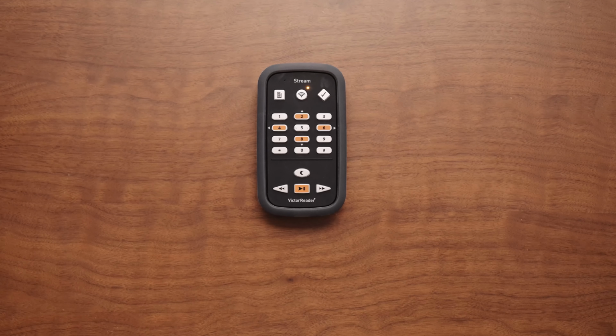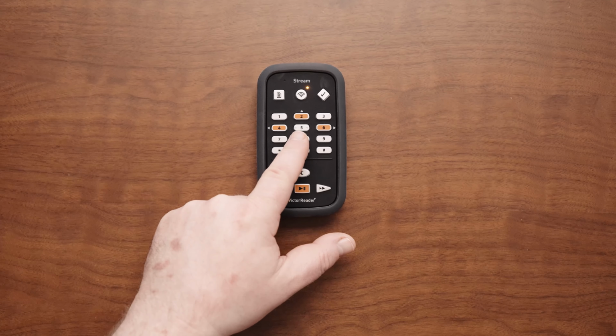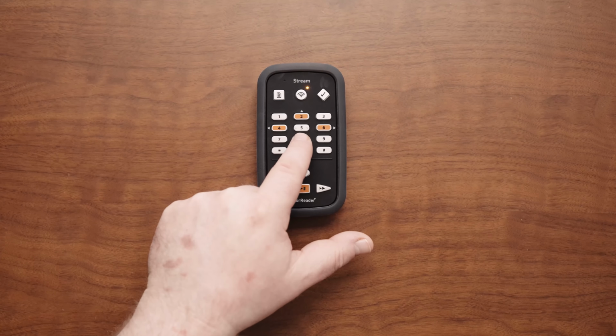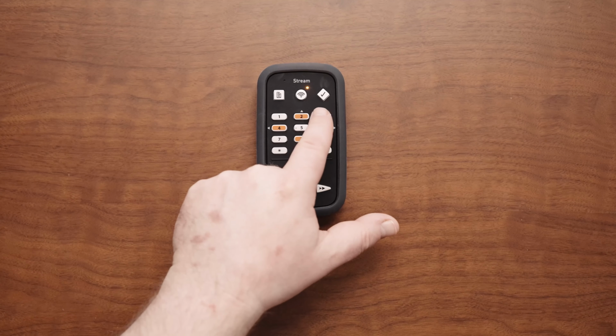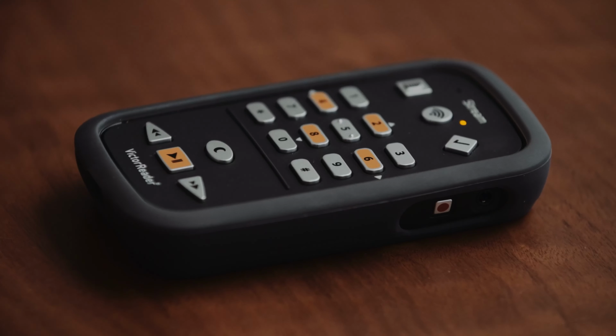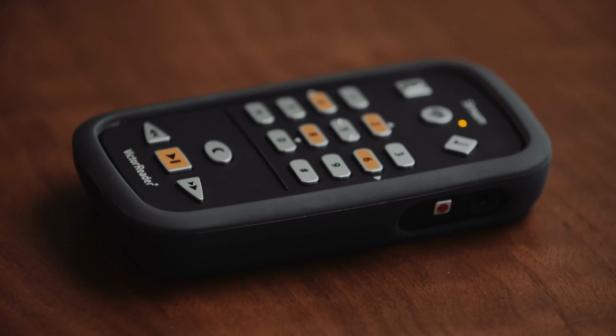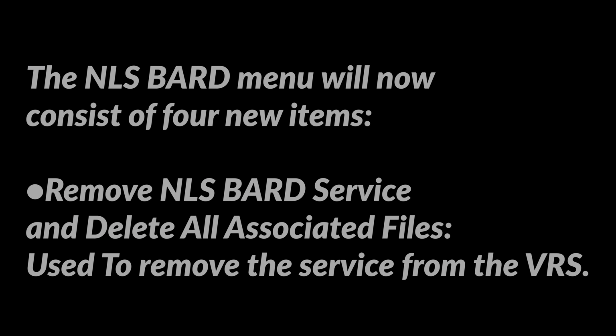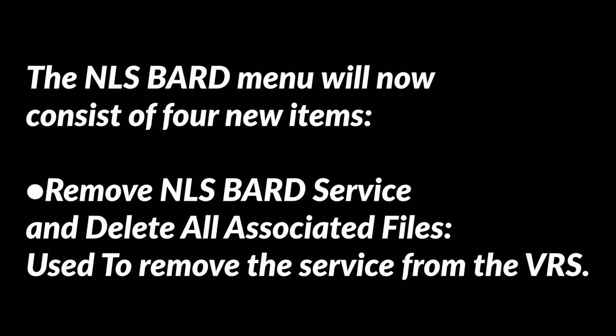6. Follow the prompts to enter your NLS account, email and password using multi-tap text entry mode. Remember, the password is case sensitive. 7. Press the confirm key # to confirm. 8. You will hear NLS BARD enabled. The NLS BARD menu will now consist of 4 new items.